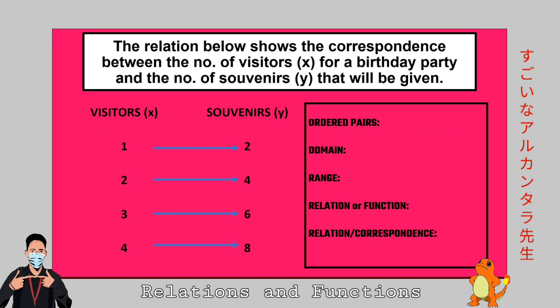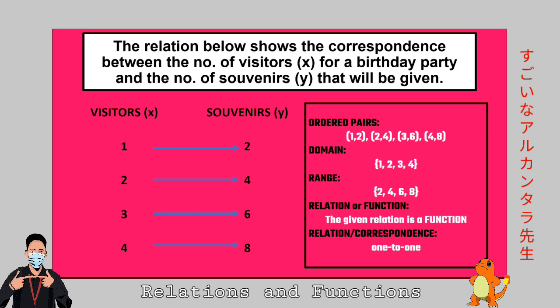So as we continue, we can also show an example like this, where the correspondence is between the number of visitors for a birthday party and the number of souvenirs that will be given. Our first ordered pair now, again, is numerical, so we're transitioning to it smoothly. We have 1 visitor, 2 souvenirs, 2 visitors, 4 souvenirs, 3, 6, 4, 8. Those are our ordered pairs. So the domain here is 1, 2, 3, and 4. Then our range here is the ones on the right side, that is 2, 4, 6, 8. And this right here is actually a function because the correspondence is 1-to-1.